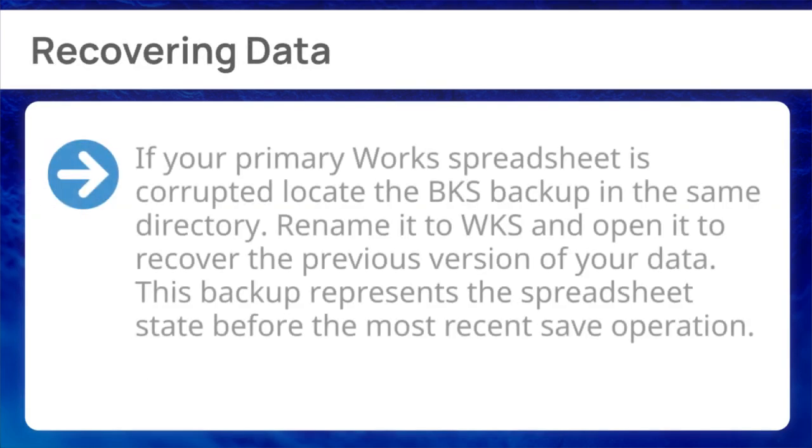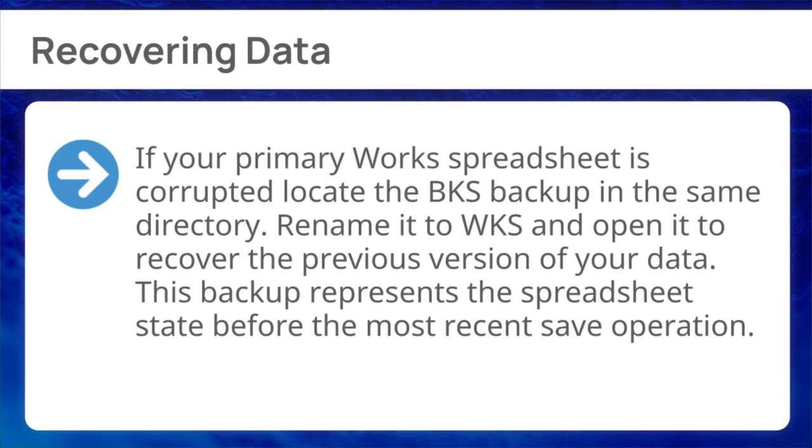Next, recovering data. If your primary Works spreadsheet is corrupted, locate the BKS backup in the same directory. Rename it to WKS and open it to recover the previous version of your data. This backup represents the spreadsheet state before the most recent save operation.